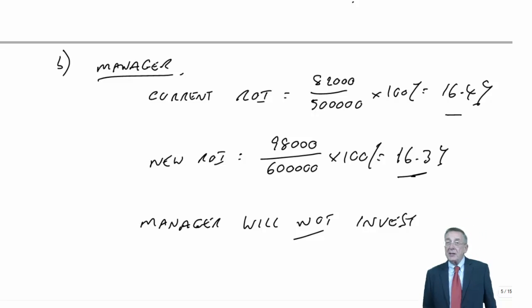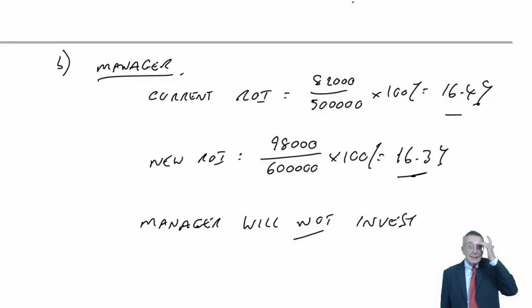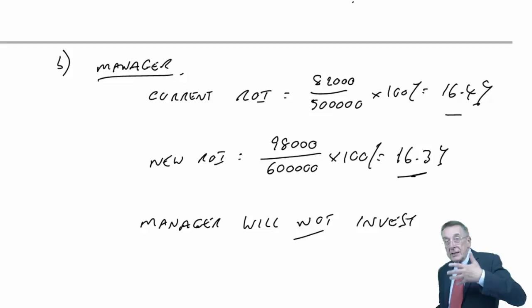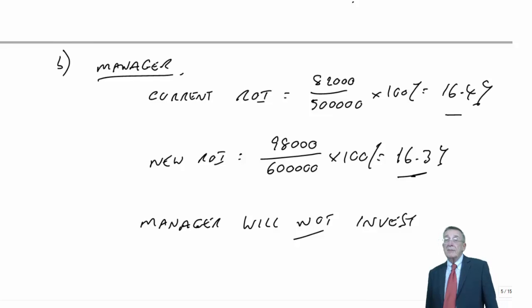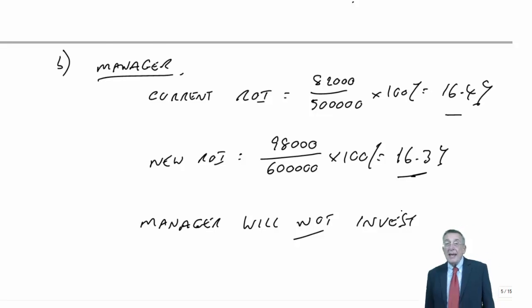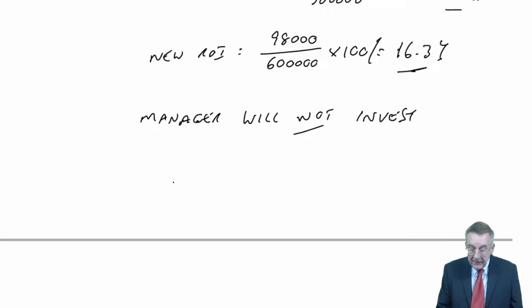And there is the potential problem. There isn't always this problem. But here, we've got the company wanting one thing. We want to do the investment. But the manager doesn't make the investment because of the way we're measuring performance. It's not goal congruent.